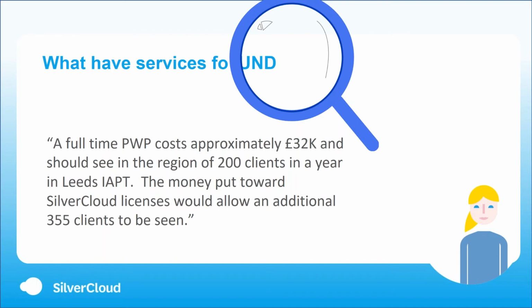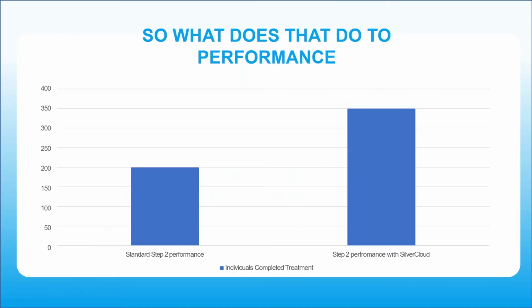So what does this look like? This looks quite good. It means that the performance is much bigger and you're able to show that additional 150 people through each year. So again, it's quite impressive. But what does this mean in terms of the national standards and the objectives that services have to try and achieve over the next couple of years?